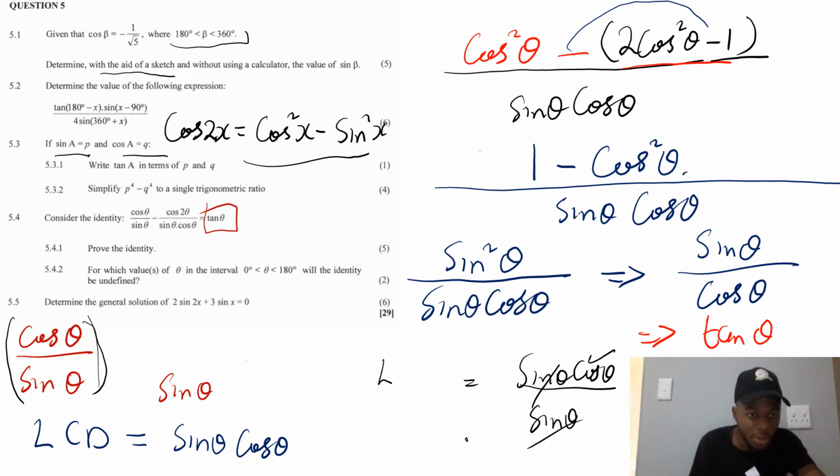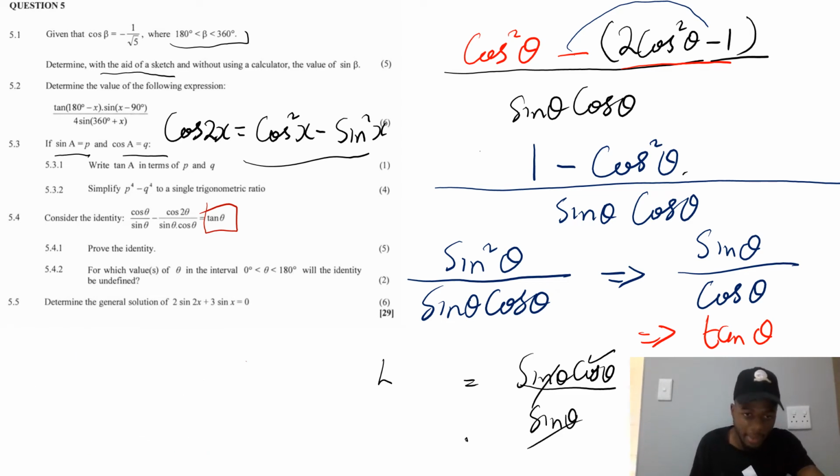The next question says, for which values of theta in the interval theta is greater than 0 degrees but less than 180 degrees, will this identity be undefined? For something to be undefined, it means the denominator must be equal to 0, because if you're having any number or any constant divided by 0, or any variable divided by 0, that is undefined. Anything divided by 0 is undefined. So we must let our denominator be equal to 0.